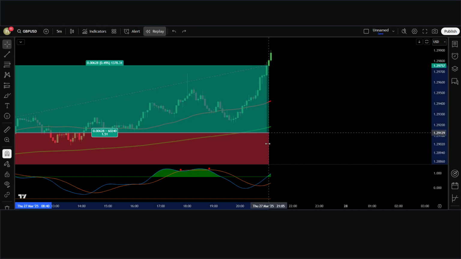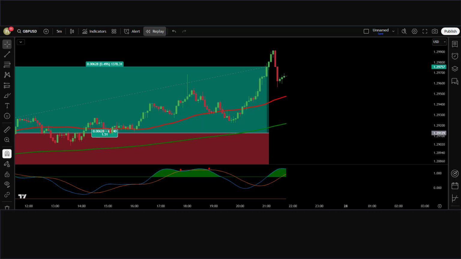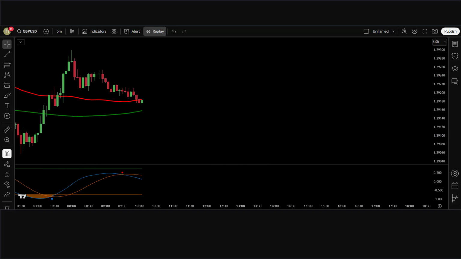I hope you have understood this trading strategy. If not, then don't worry, we will see multiple trades, so that you definitely will understand. If you have any question related to this strategy, then you can ask in the comment section. We will try our best to answer all your questions.